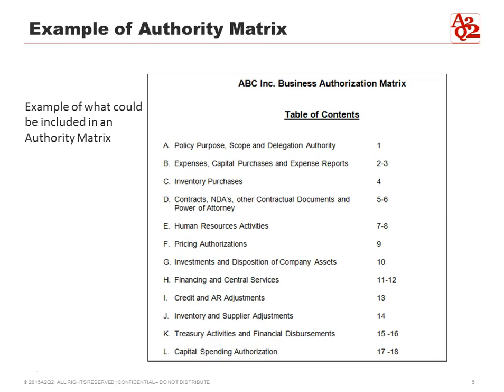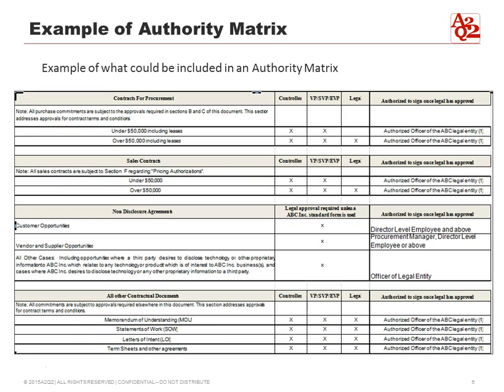So as you can see, it's fairly broad, and this is comprehensive. If you don't need these sections, you don't have to use it. So now I'm going to show you an example of what could be included in an authority matrix. And as you can see here, there are 4 sections.